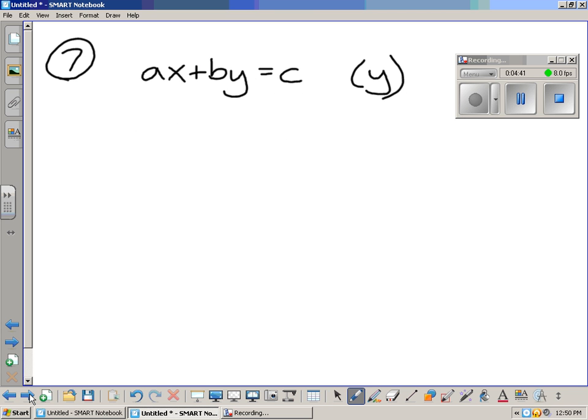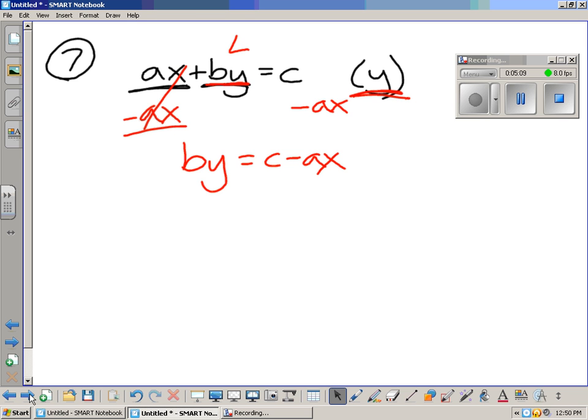Number 7, we're solving for y. So the by term and the ax term are separated by addition, which means that to get rid of the ax, I'm going to add or subtract. I leave this y with the coefficient of b alone, because whatever I'm solving for, I like to leave it where it is. I'm going to move the ax by using inverse operations.